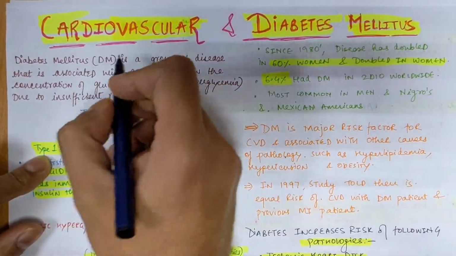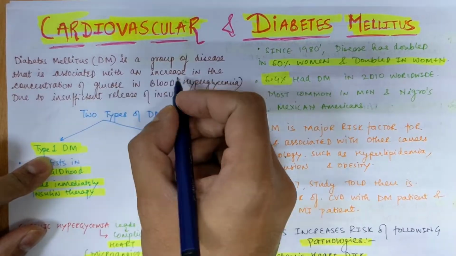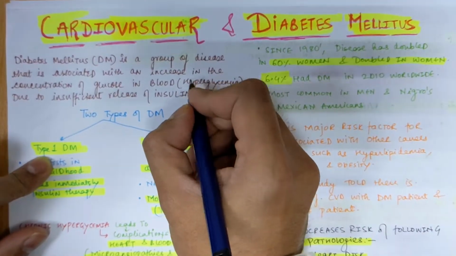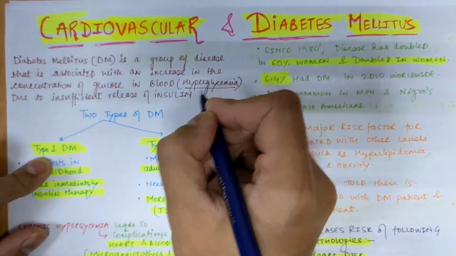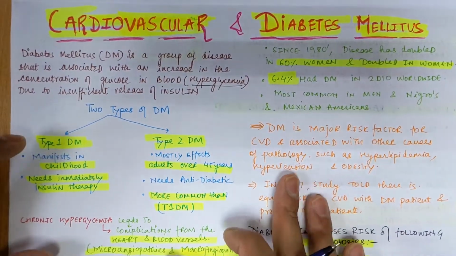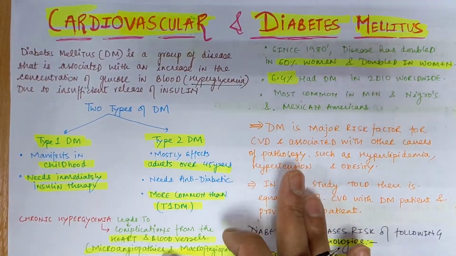So diabetes mellitus is a group of diseases associated with an increase in the concentration of glucose in the blood. This increase in glucose concentration in the blood is called hyperglycemia, and it is due to the insufficient release of insulin inside the body, which is released by an organ in our body, the pancreas.